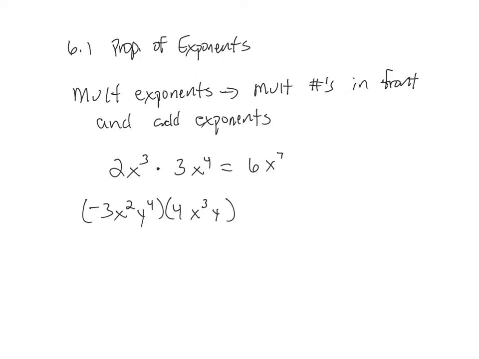So if you have multiple letters, just do each thing by itself. So the numbers in the front, -3 times 4 is -12. The x's, a 2 and a 3, add the exponents. And then 4 and that's a 1. So remember, if there's no exponent, it means it's a 1. So -12, x to the 5th, y to the 5th. Okay, so parentheses or, excuse me, the dot in the middle.